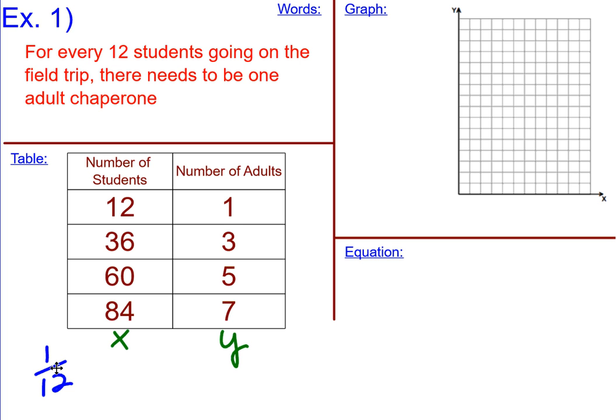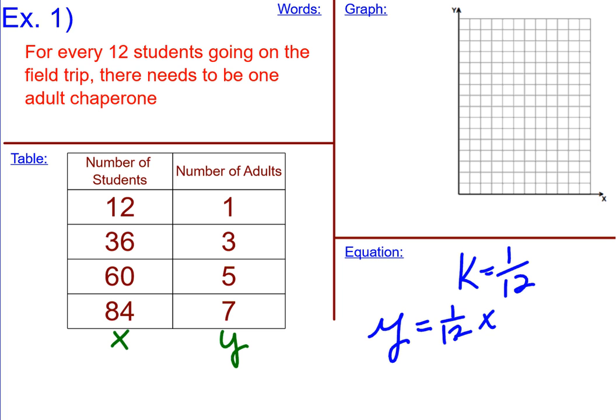So if our constant of proportionality equals 1/12, we can write that equation. Y depends on the constant of proportionality multiplied by that x, that independent variable. So here's our equation that we're looking at. Now we want to put it on the graph.